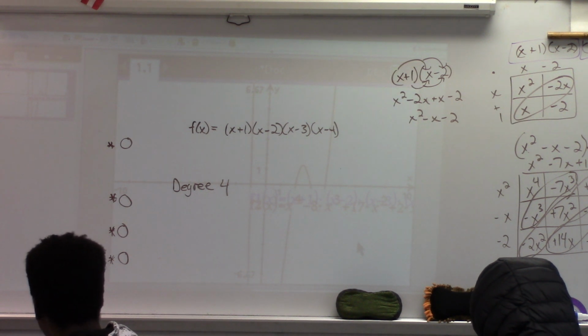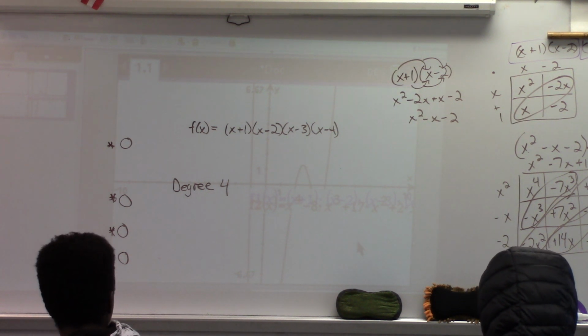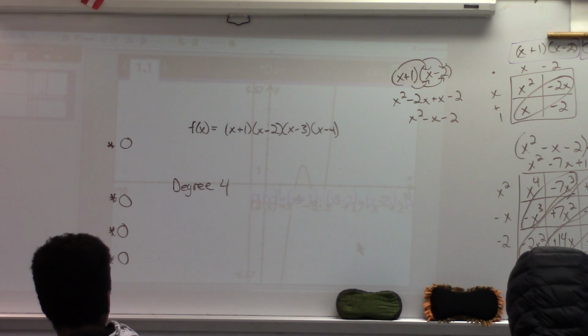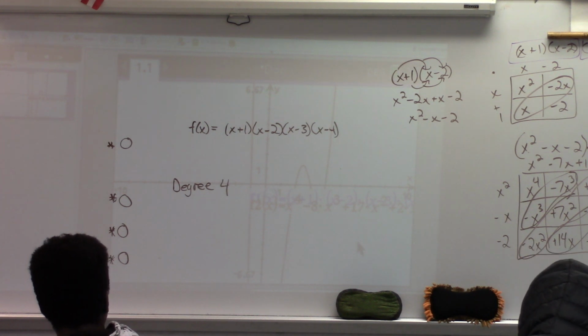We do typically write these in descending order, right? So fourth degree, fourth power, third power, second, first, and so on and so forth. We traditionally write them in descending order just to make sure it's easy to check to see if we got it right.